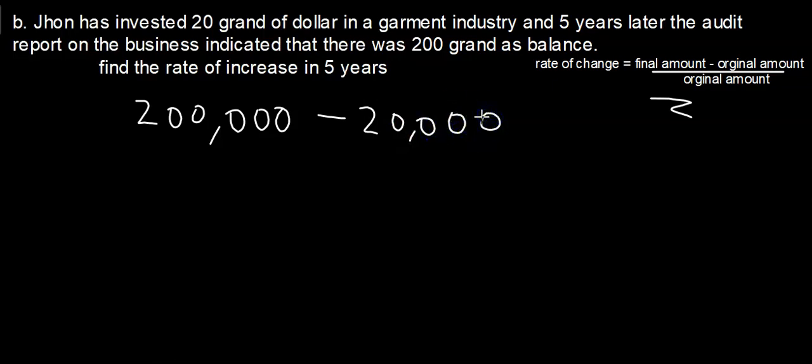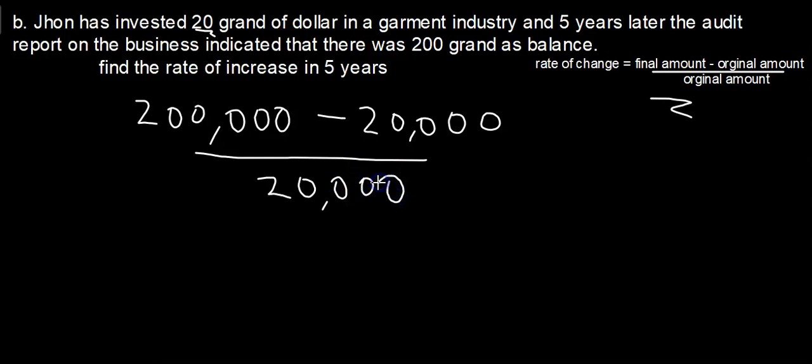So that's my initiation. That's the first money that I invested. So that's my original amount. And I'm gonna divide this whole thing by my original amount, so it will be 20,000. And then I'm gonna get my answer. This is also easy. If you guys know the formula, this one is also so easy. It's just all about calculating.